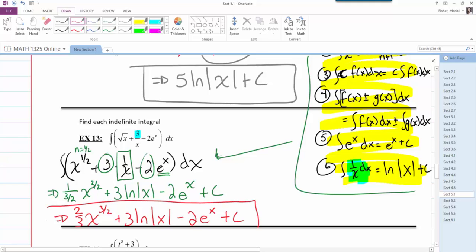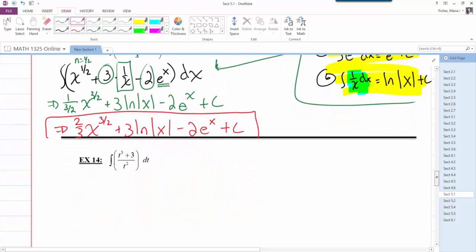And like I said before, you don't write the plus c for each one of these because c is just c, so c plus c plus c is just going to be c. So only write your plus c at the very end, but make sure that you write your plus c because if you don't, then the answer is incorrect. So we need that constant of integration. Anytime we're dealing with the indefinite integral, we need the constant of integration to show that it's a family of functions that is our answer.